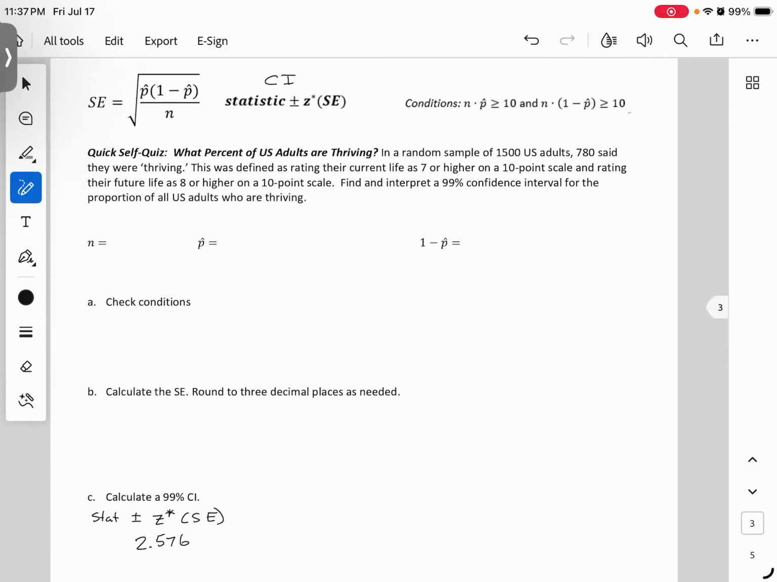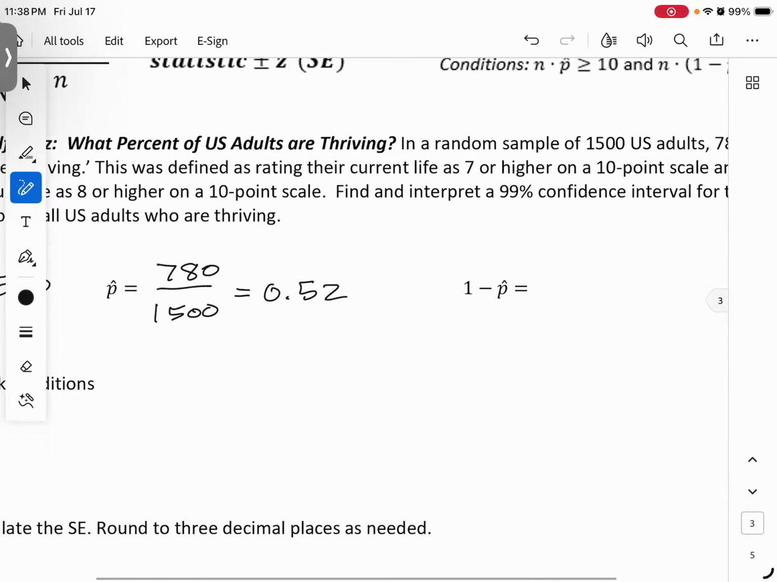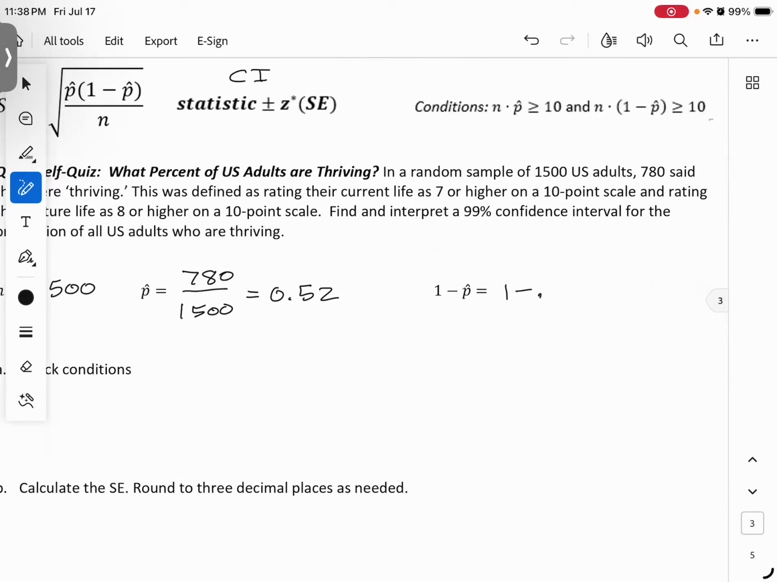All right, but here it goes. Rather than, for the sake of time, just to keep this video moving, here's what you should definitely end up having: the 1,500 is how many people they talked to, and the proportion of those who said they were thriving was 0.52. The complement would be 0.48.